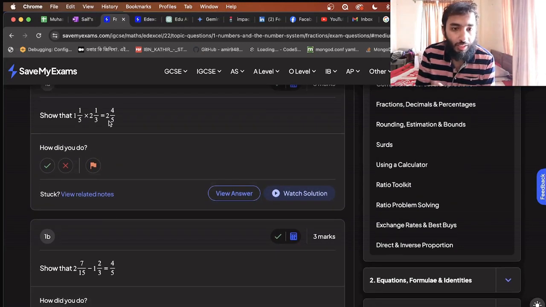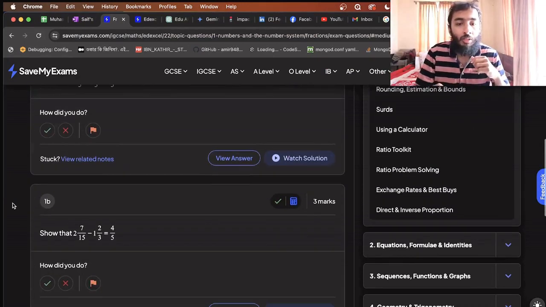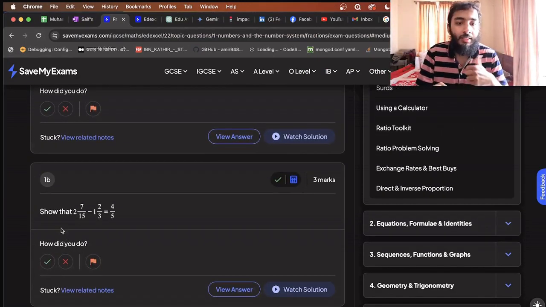equation with fractional numbers. Now if I focus on problem 1b, it says you have to show that 2 7 by 15 minus 1 2 by 3 equals 4 by 5.